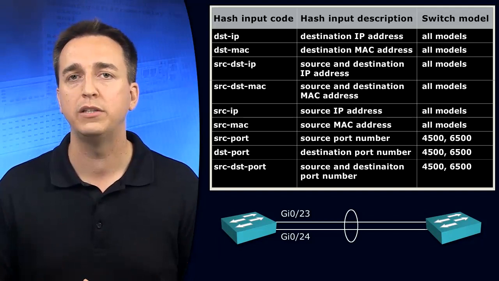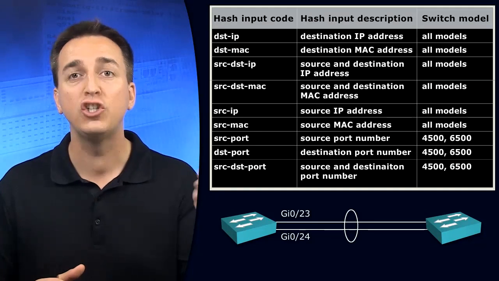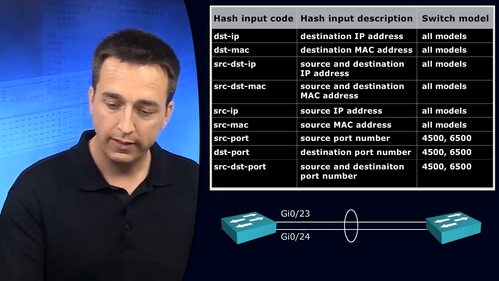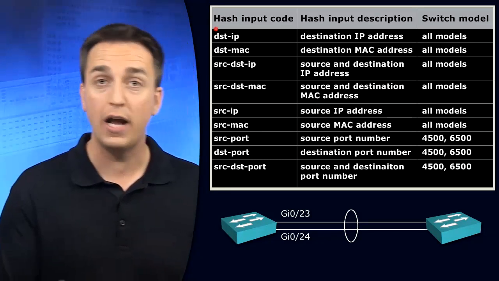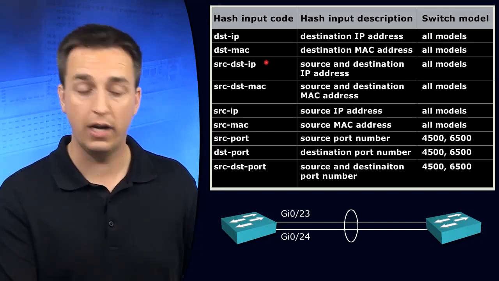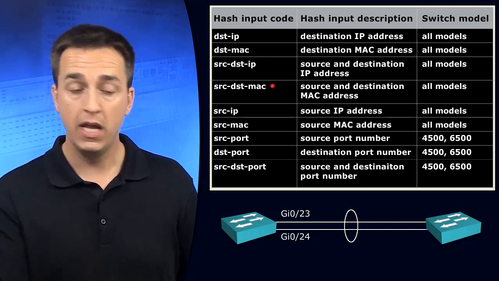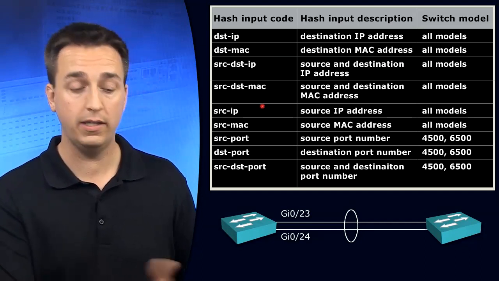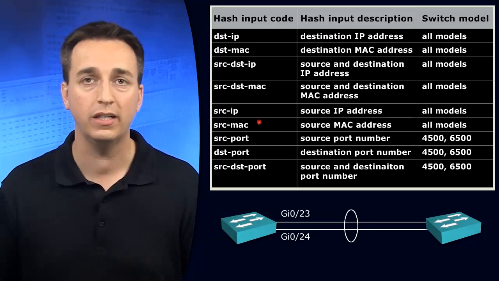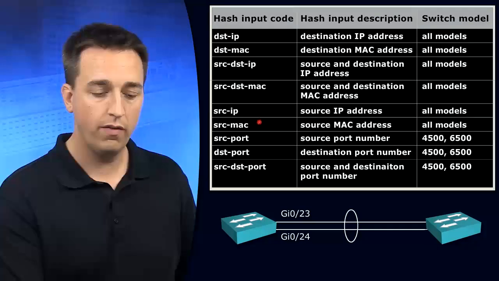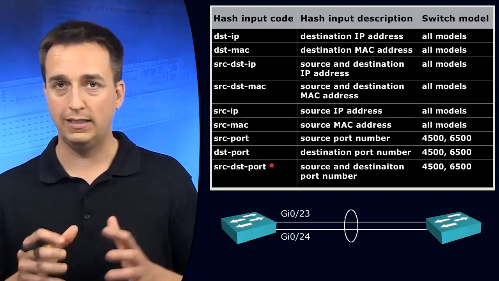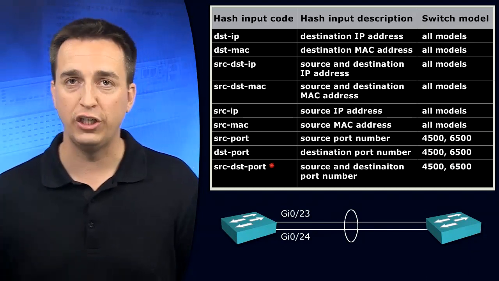This hashing algorithm is going to rely on a hash input code. And what is the hash input code? Well, it's relatively simple. It can be a destination IP, destination MAC address, a combination of a source and destination IP or a source and destination MAC address. It can also be maybe just a source IP by itself or a source MAC by itself. If we get into higher end Catalyst switches like the 45 and the 6500 series, then we can also have source port, destination port, and source and destination port as a hash input code.